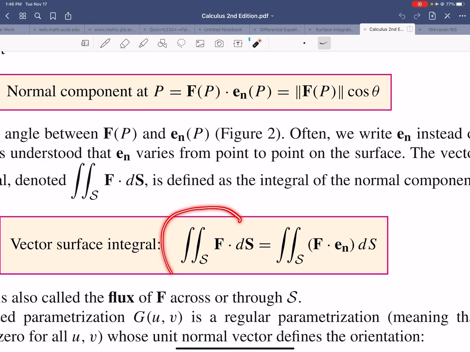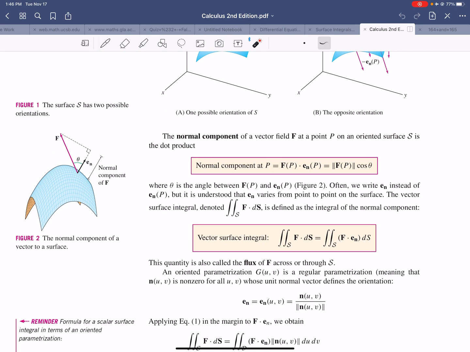Notice in here, there's always a dot, and this is now a capital F, where before it was a little f of x, y, z. Now we have a capital F and a dot. Because we want the normal component of the vector field at P with respect to the surface, we define that surface integral over a vector field to be the scalar. Now notice there's no dot in here. And what happens when we dot two vectors?